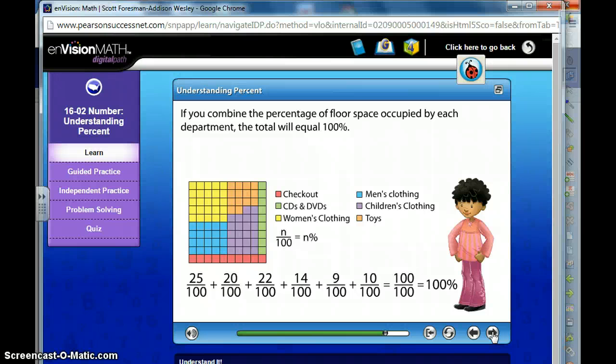If you combine the percentage of floor space occupied by each department, the total will equal 100%. That's right. If I add up all the squares here for each department, I'm going to get 100 squares total, which I should, because there's 100 squares in all. If I add up each percent, I should get 100%, which is true, because this whole thing is 100%. 100% means everything.